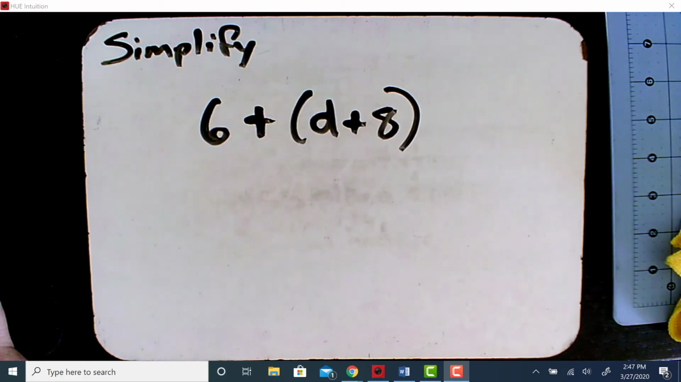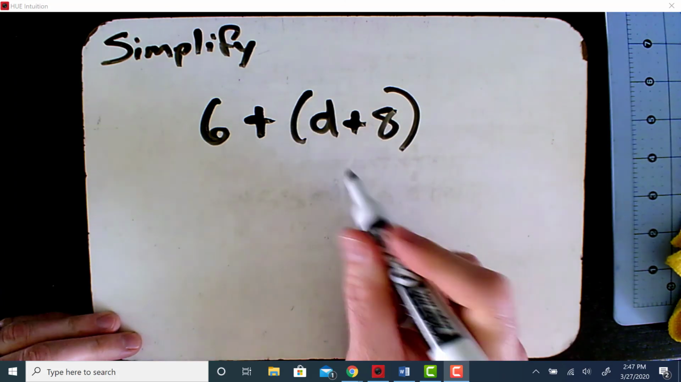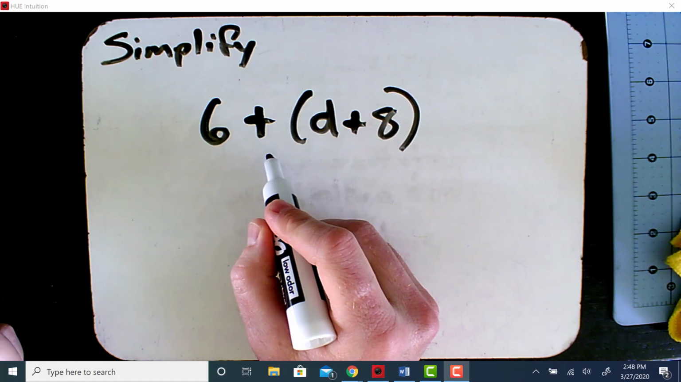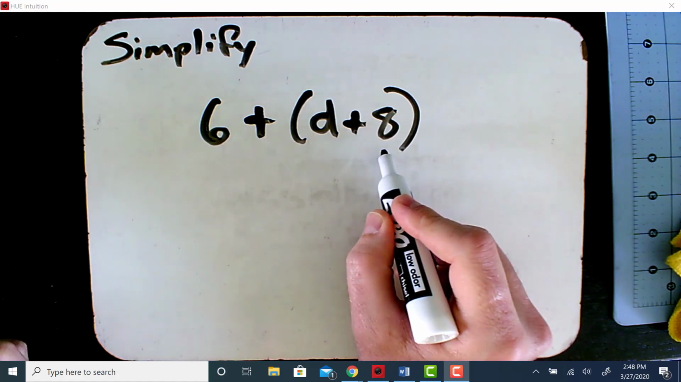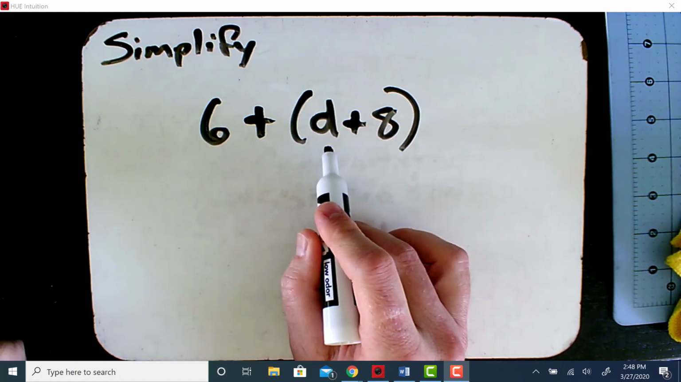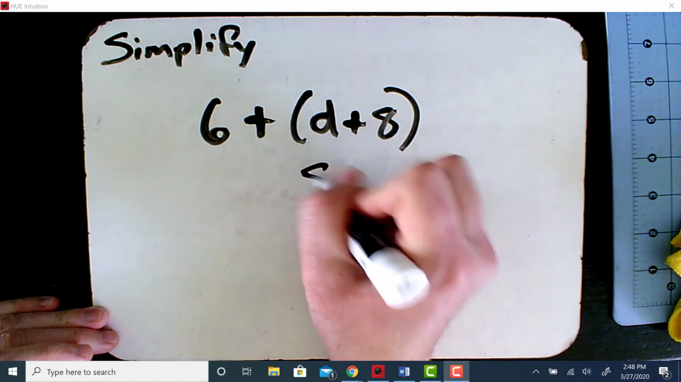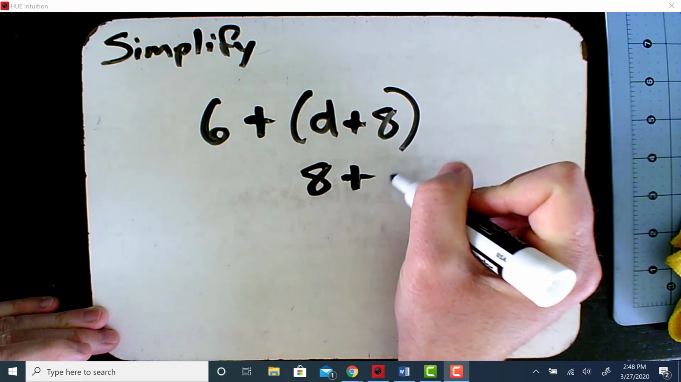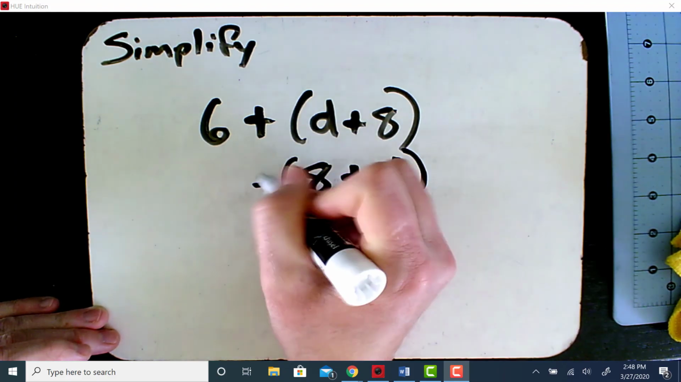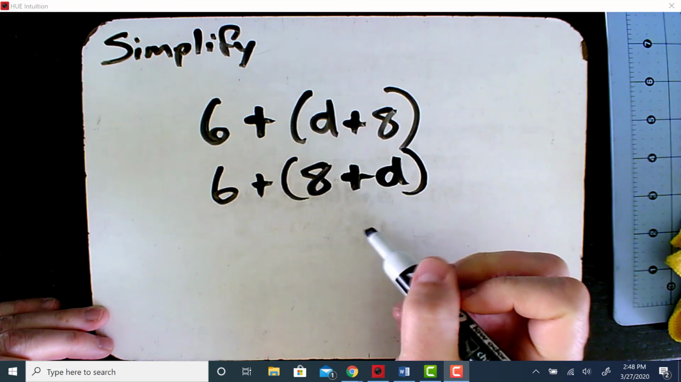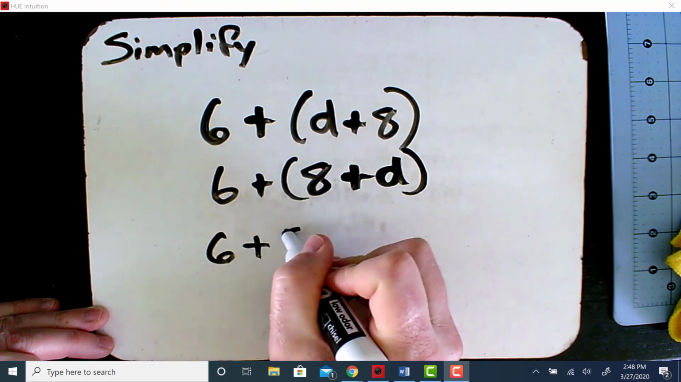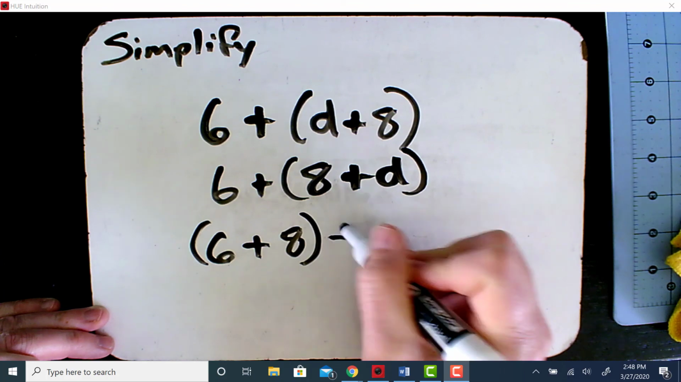Okay, one final problem. Why don't you go ahead and pause the video and try and solve this one on your own before I go over it. Okay, so once again, we can use some of our properties to help change this expression to something simpler. The thing I notice is that my D and 8 cannot be combined. So I'm going to use commutative property and switch the order that the D and the 8 are in. I'm also going to use associative property to group the 6 and the 8 together because they can be added.